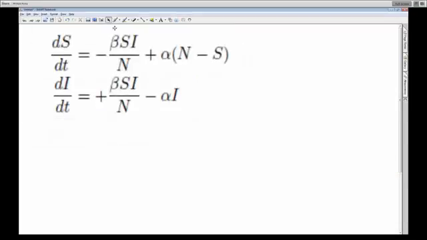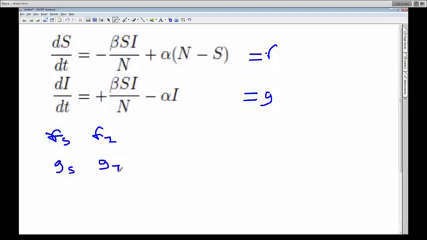So the way to linearize the system is just take the different partial derivatives. So if we call these, say, f and g, then I want to take the partial derivative of the first one with respect to the various variables, s and I, and the second one with respect to s and I as well, to form a matrix. Again, linear systems just correspond to matrices.